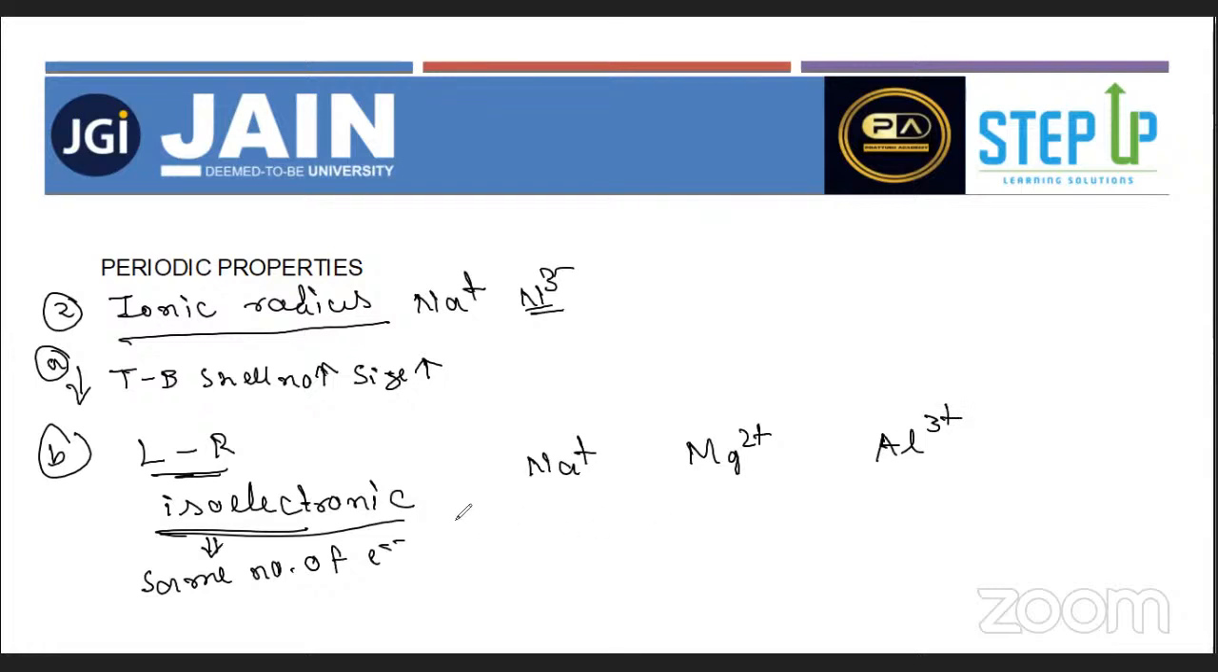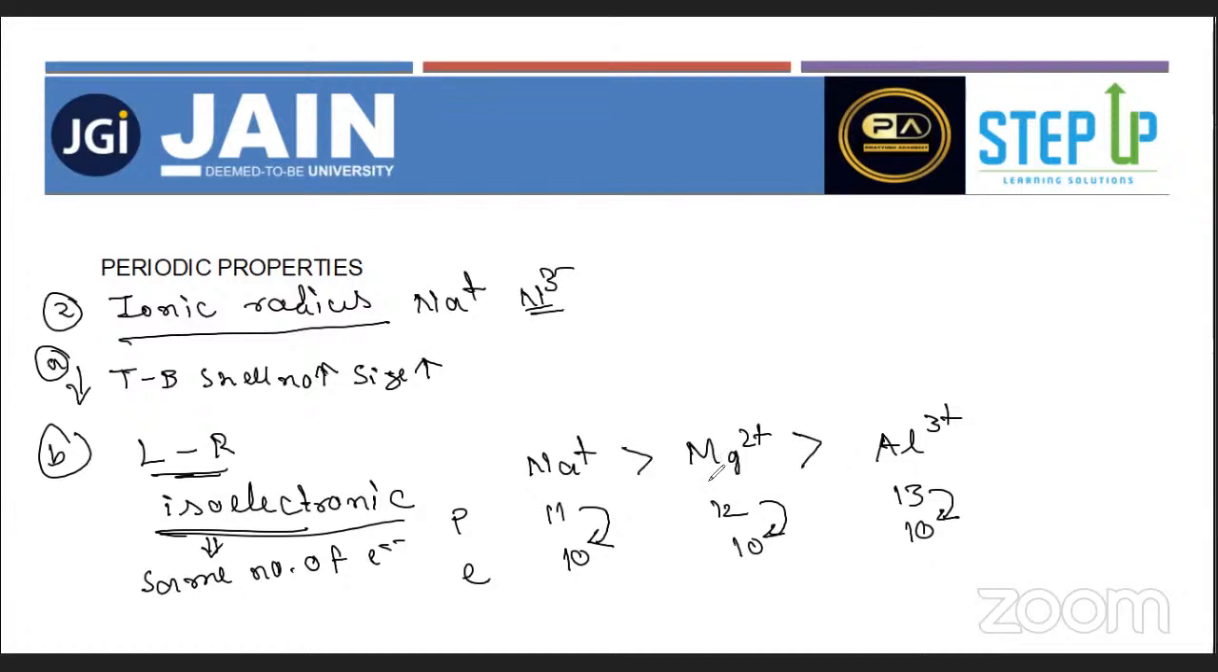Now if I'm writing the number of protons here, how much will it be? The number of protons is 11 here, 12 here, 13 here. How many electrons are here? 10, 10, 10. Now you see what is happening. Here 11 protons will pull 10 electrons. Here 12 will pull 10. Here 13 will pull 10. Which will be more strongly pulled? This one. So whose size will be smallest? Aluminum. So I'll write like this.